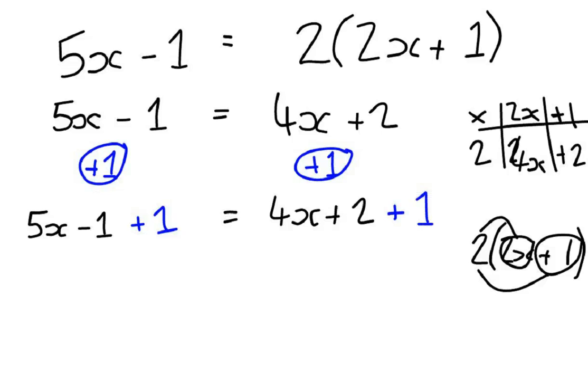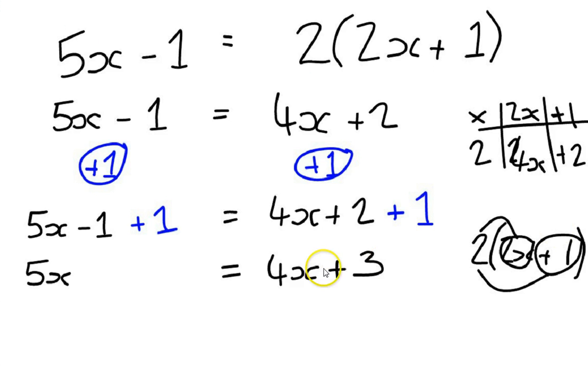Okay, so now it's a case of simplifying. The 5x minus 1 and plus 1 cancel each other out, so that just leaves 0. We don't need to bother writing 0. That's on the left hand side. On the right hand side we have 4x plus 2 plus 1, which in total gives me 4x plus 3. Okay, so now we have just x's on this side, but on this side we've got x's, 4 lots of x, and positive 3.